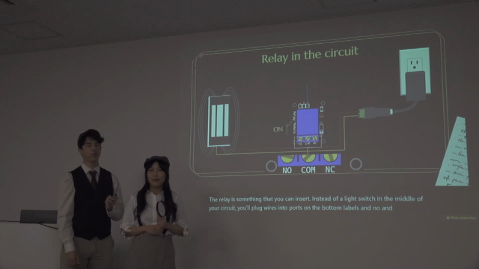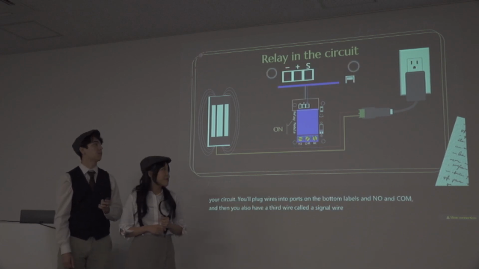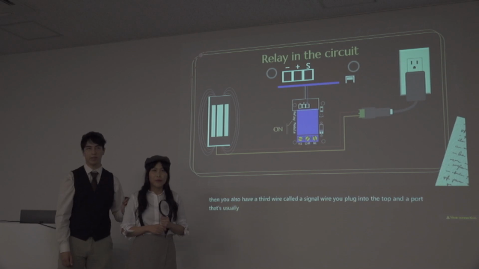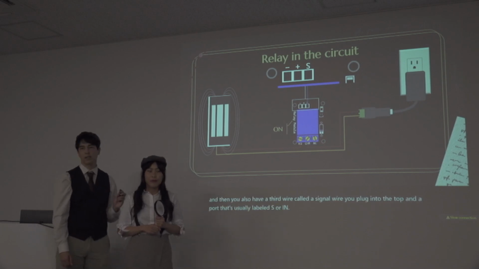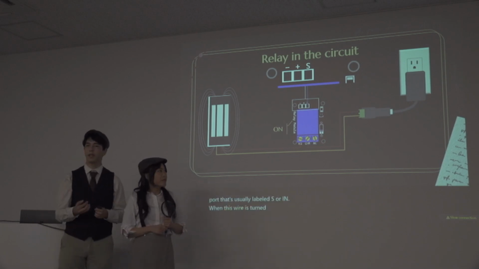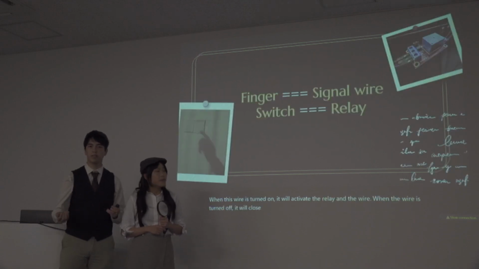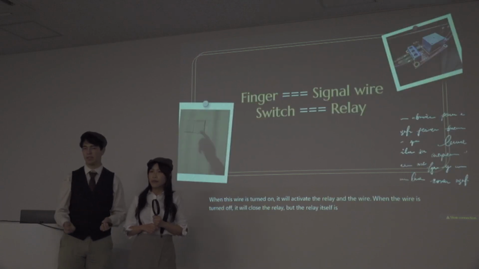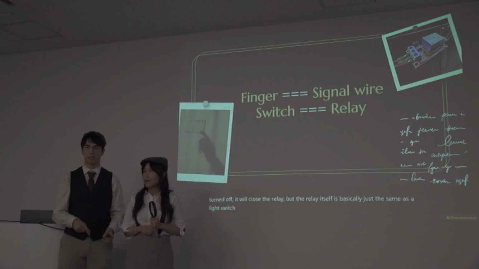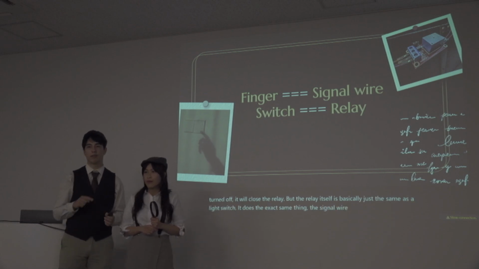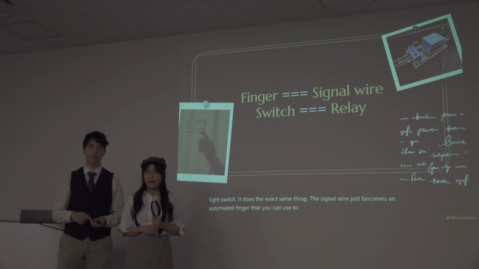And then you also have a third wire called a signal wire you plug into the top in a port that's usually labeled S or IN. When this wire is turned on, it'll activate the relay, and when the wire is turned off, it'll close the relay. But the relay itself is basically just the same as a light switch. It does the exact same thing. The signal wire just becomes an automated finger that you can use to toggle it on and off.